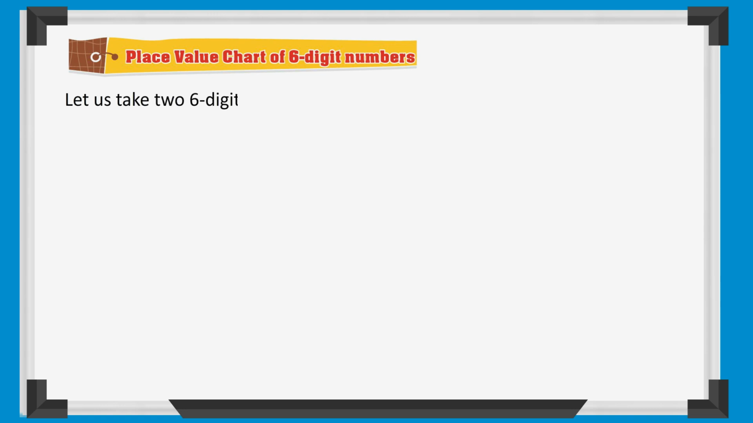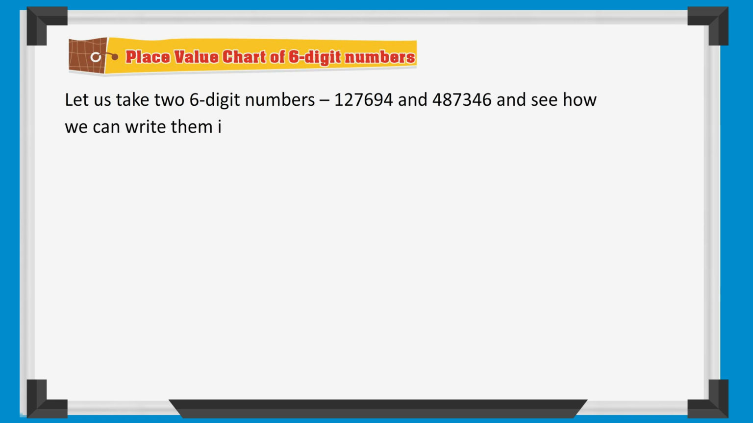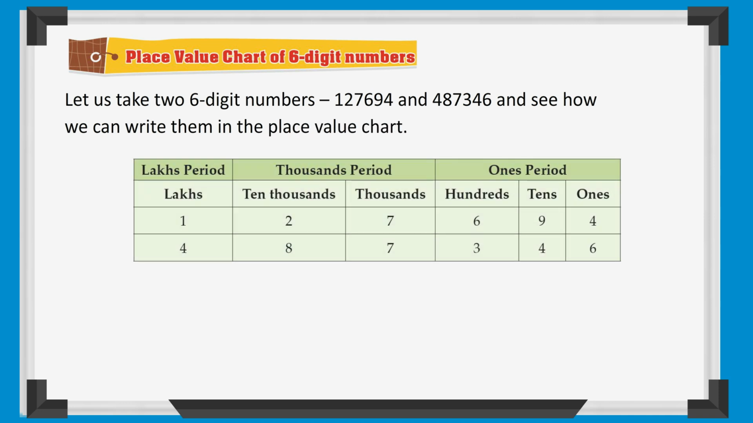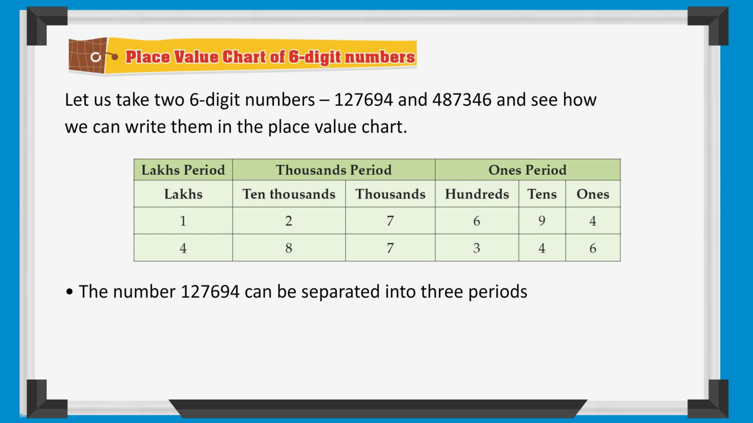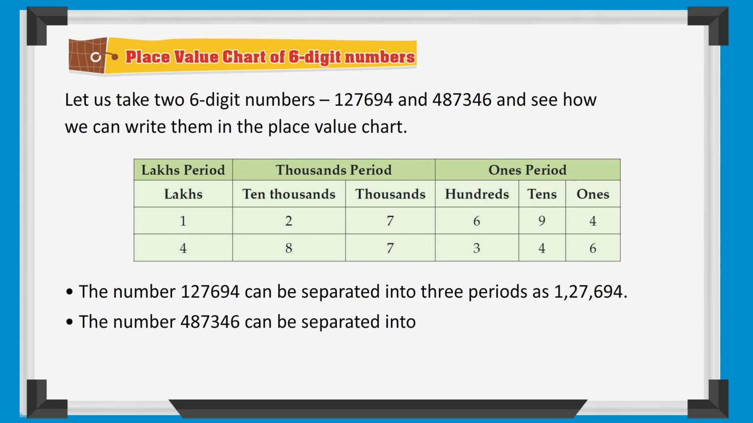Let us take 2 6-digit numbers, 127694 and 487346, and see how we can write them in the place value chart. The number 127694 can be separated into 3 periods as 1,27,694. The number 487346 can be separated into 3 periods as 4,87,346.